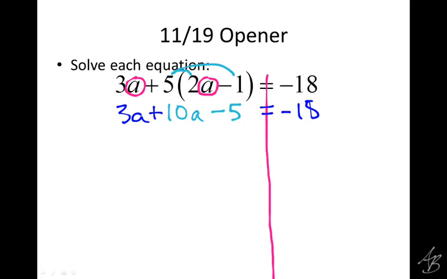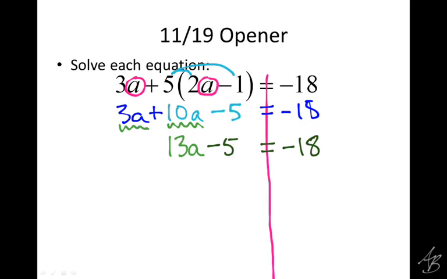Okay, now what? Good, so we're going to take the 3A and the 10A, we're going to combine those because they are like terms, and 3A plus 10A is 13A, so we get 13A there. And again, like on the last step, anything that can't combine, we just bring down, so we bring down our minus 5, got our equal sign on the line, and then our negative 18 here. Okay, now what?